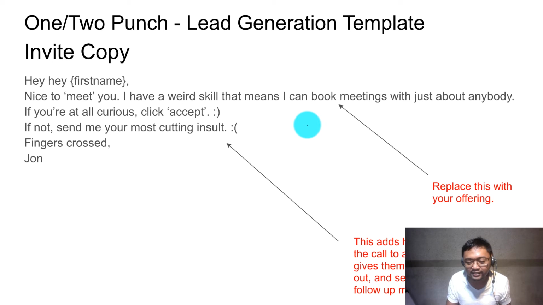As you can see from the arrow, this adds humor to the call to action, gives them a way out, and sets up the follow-up message. The cool thing about this is you're giving them the possibility to say no to you. You're not being needy, na kailangan mag-respond ka sa akin. Or you can respond with your most cutting insult. I don't care if you think I'm a con artist. I'm just going to make money, and if you want to insult me, you can do it. You're giving them the opportunity to say no or to just insult you.